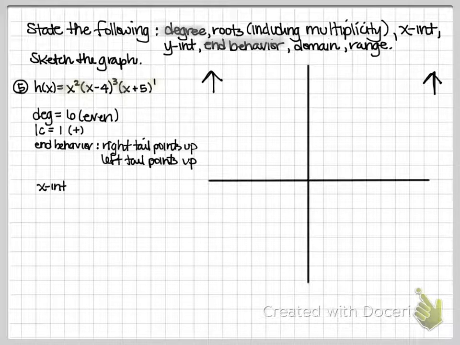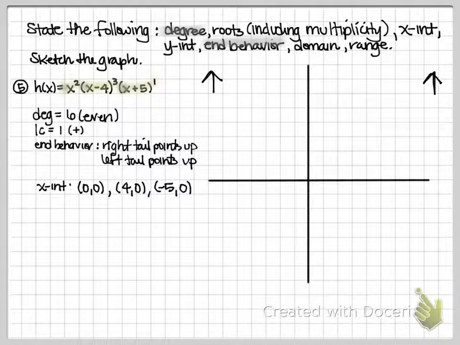So go back to each one of the factors that I haven't highlighted yet. I'm going to highlight those in yellow, because that's what I did on the previous page. So I've got an x minus 4, and an x plus 5. So the x gives me 0, 0. The x minus 4 gives me 4, 0. And the x plus 5 gives me negative 5, 0.